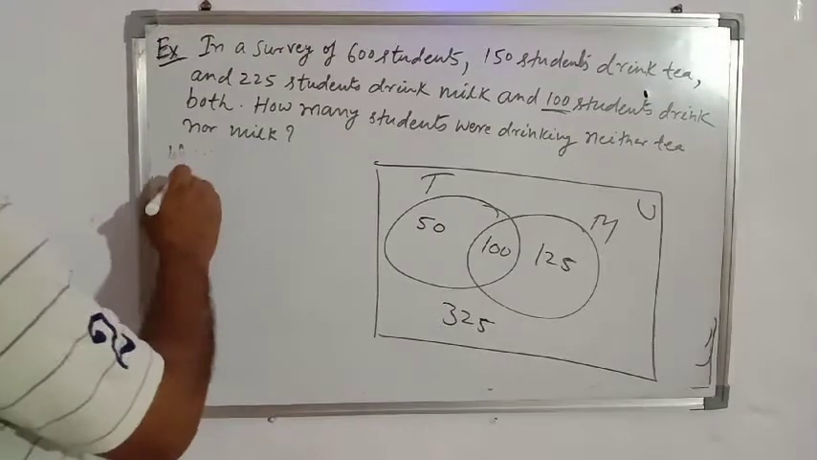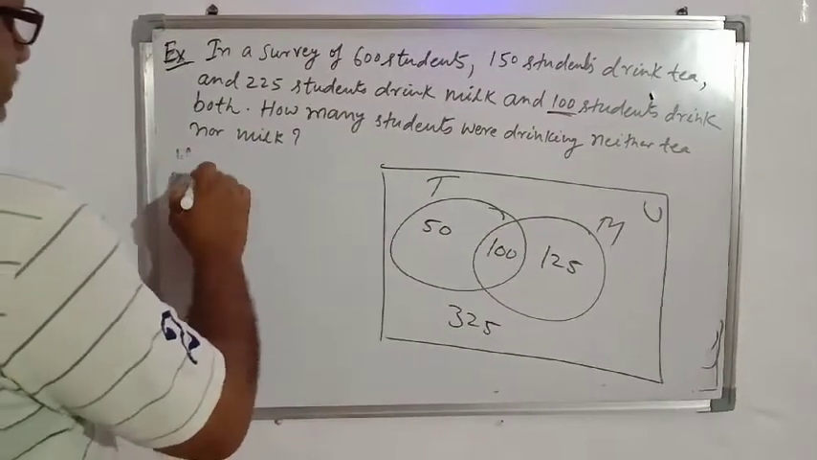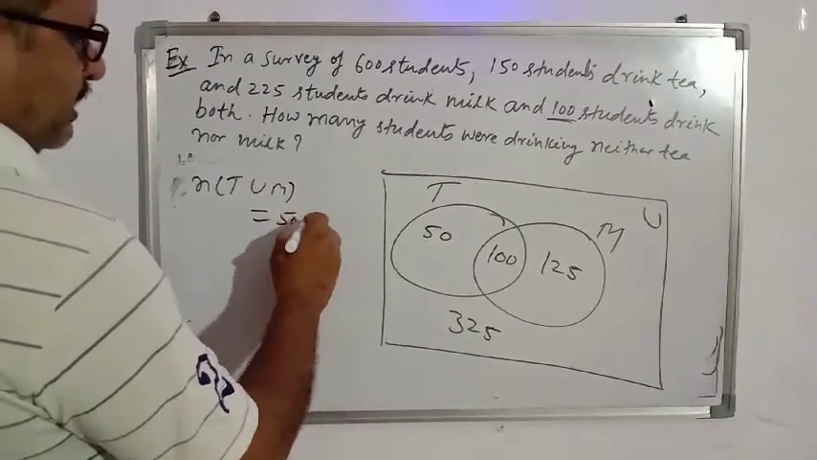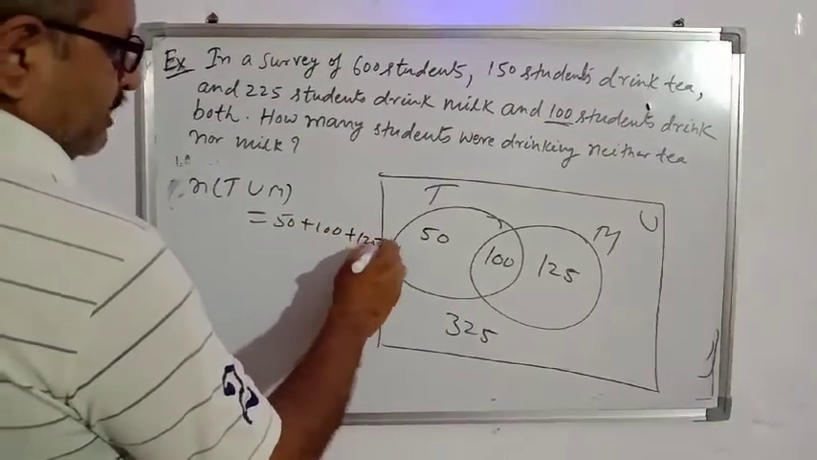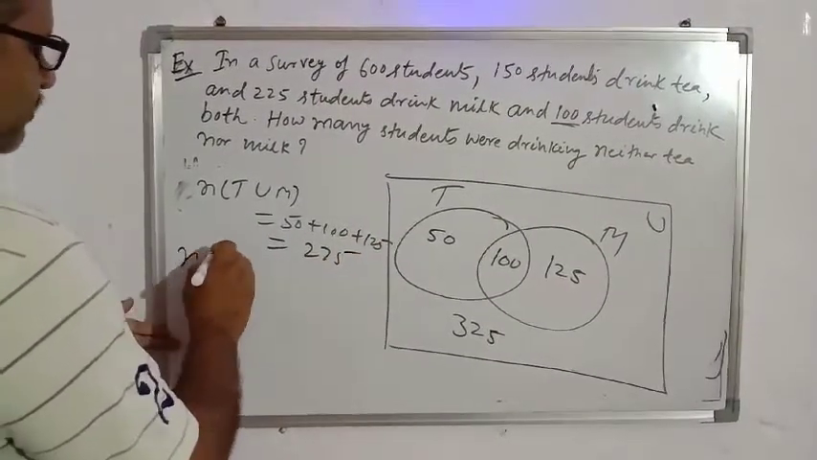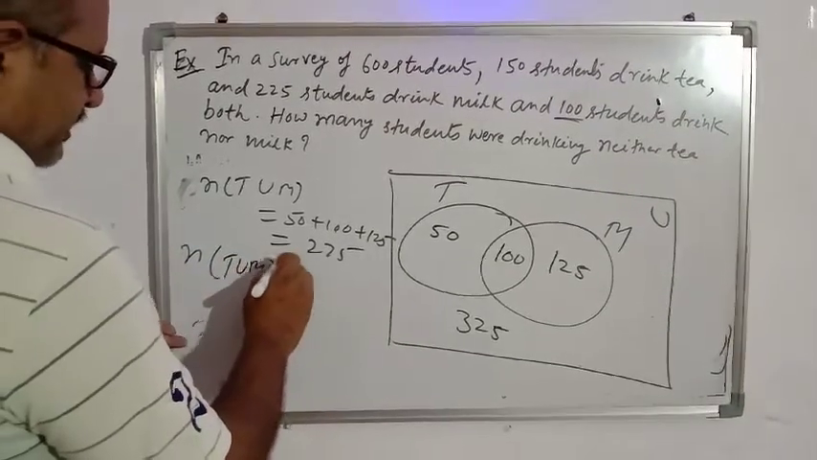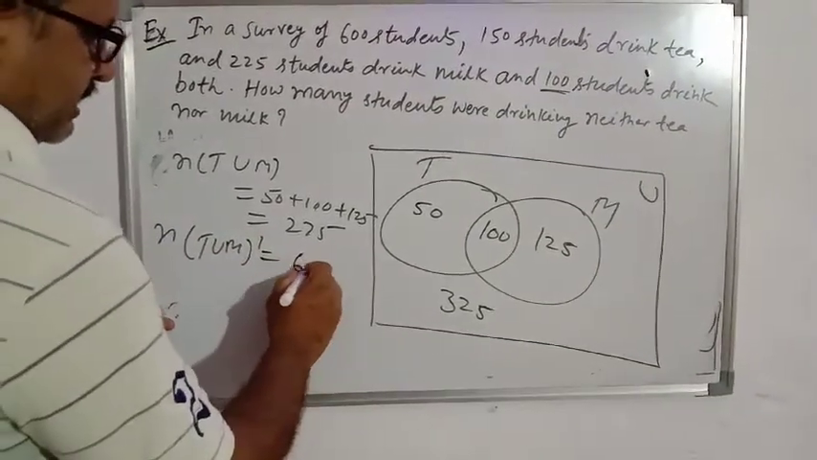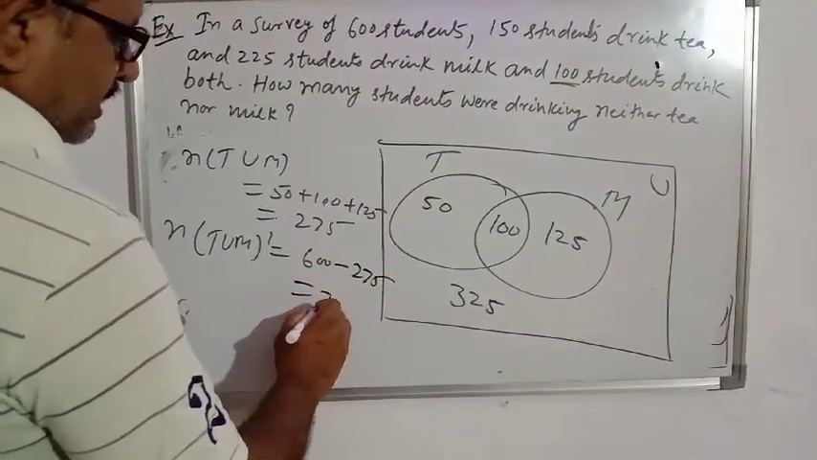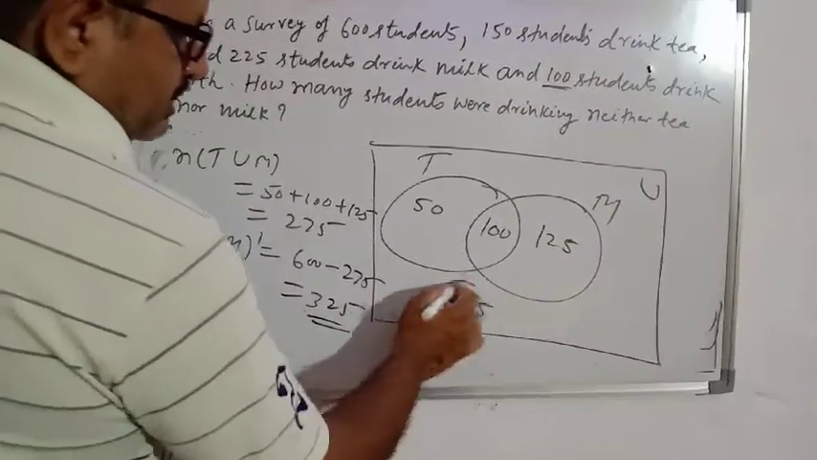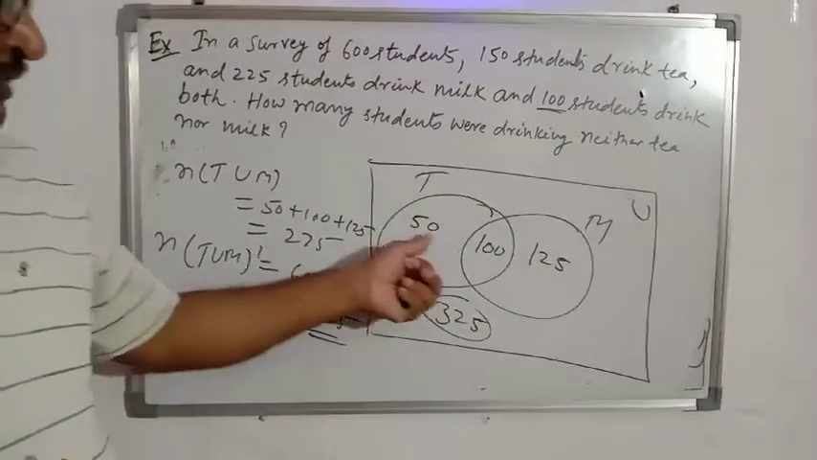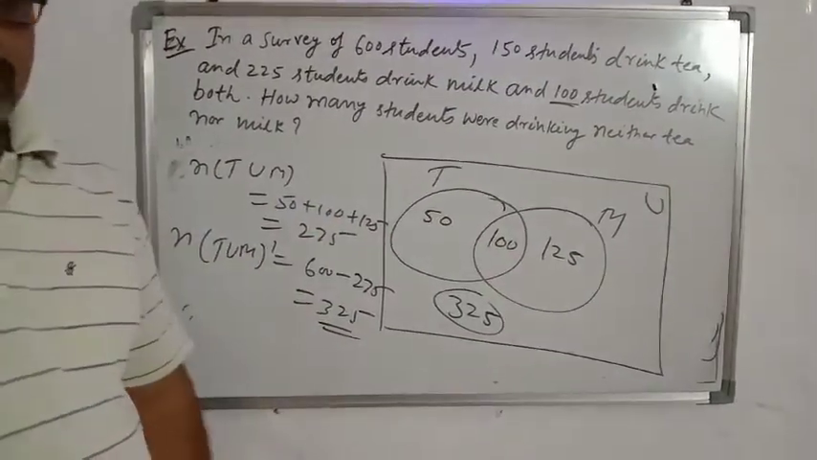So here we can find the number of T union M. It will be 50 plus 100 plus 125, which is 275. But we have to find the complement of T union M. So total students 600 minus 275 is 325. So these 325 students do not take any drink. So with the help of a Venn diagram we can also do this problem. Okay, thank you class.